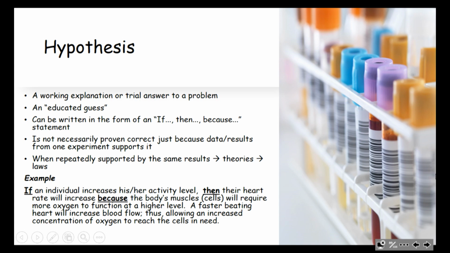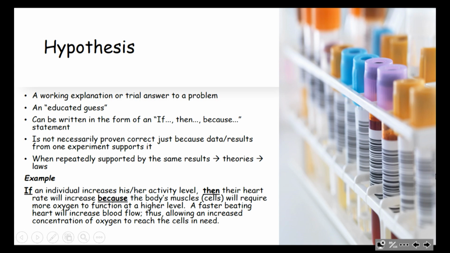Okay, so I wanted to give you an example of a hypothesis. Remember how I said hypotheses often have the words if, then, because? Let's read this example and you'll kind of see what I mean. So this says, for a hypothesis, if an individual increases his or her activity level, then their heart rate will increase because the body's muscles will require more oxygen to function at a higher level.